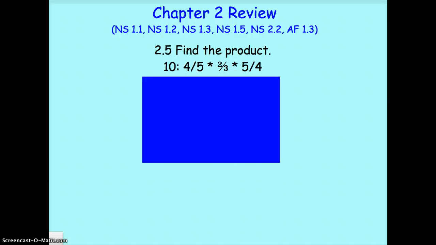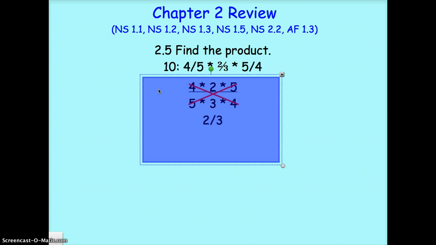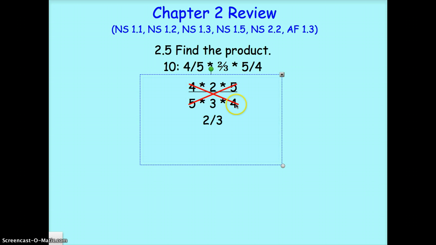Okay, 2.5 again, finding the product. This time I have 3 fractions. So I can write it as one giant fraction with all the numerators on the top, 4, 2, and 5, and all the denominators on the bottom, 5, 3, and 4. So go ahead and solve. Let's take a look. I notice the 4 and the 4 can cancel out and become 1 and 1. 5 and 5 cancel out and become 1 and 1. And I'm left with 2 over 3.